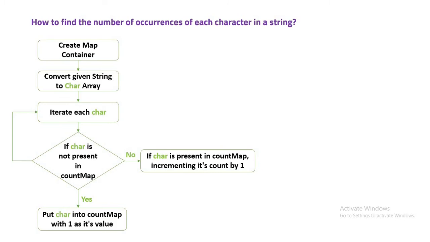First we need to create one map container, let's assume countMap. Next we need to convert the string to a char array, and later we need to iterate over each character. If the character is not present in the countMap, then we need to put the character into the countMap with 1 as its value. And if the character is present, then we need to increment its value by 1.